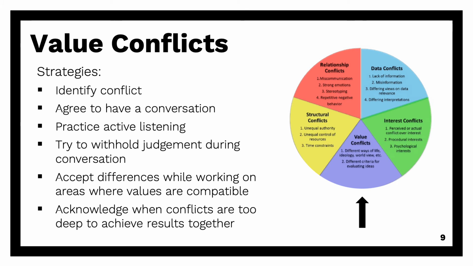To address values conflicts, we recommend the following strategies. First, identify the conflict. From there, the parties will need to have a conversation. During this conversation, each person should try to listen actively and to speak from their experience. They should also try to share why their values are important to them in order to help the other person understand and see from their perspective. As they're listening to the other person's story, they should try to withhold judgment during their conversation. From there, the individuals can work to accept their differences while also identifying areas where they might agree. Focusing on areas of alignment will be helpful when working together in the future.